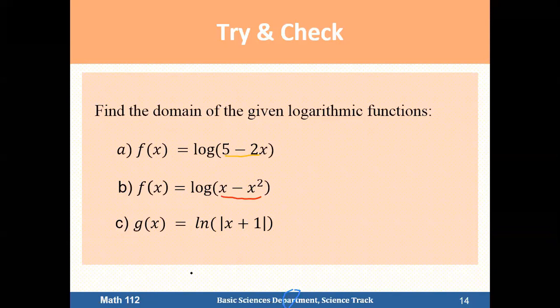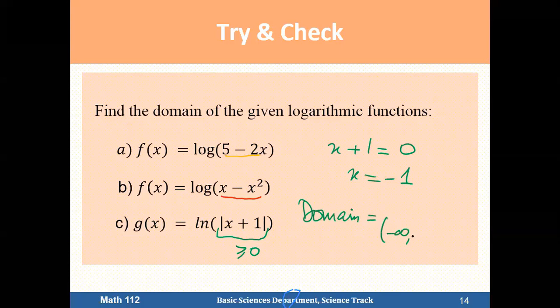So we return to the last example, log of an absolute value. We said the absolute value is positive or zero. So we need to see when it is zero in order to exclude it, when x is minus 1. So here the domain is (minus infinity, minus 1) union (minus 1, infinity). So it's R except minus 1. Okay, so these are the three cases.